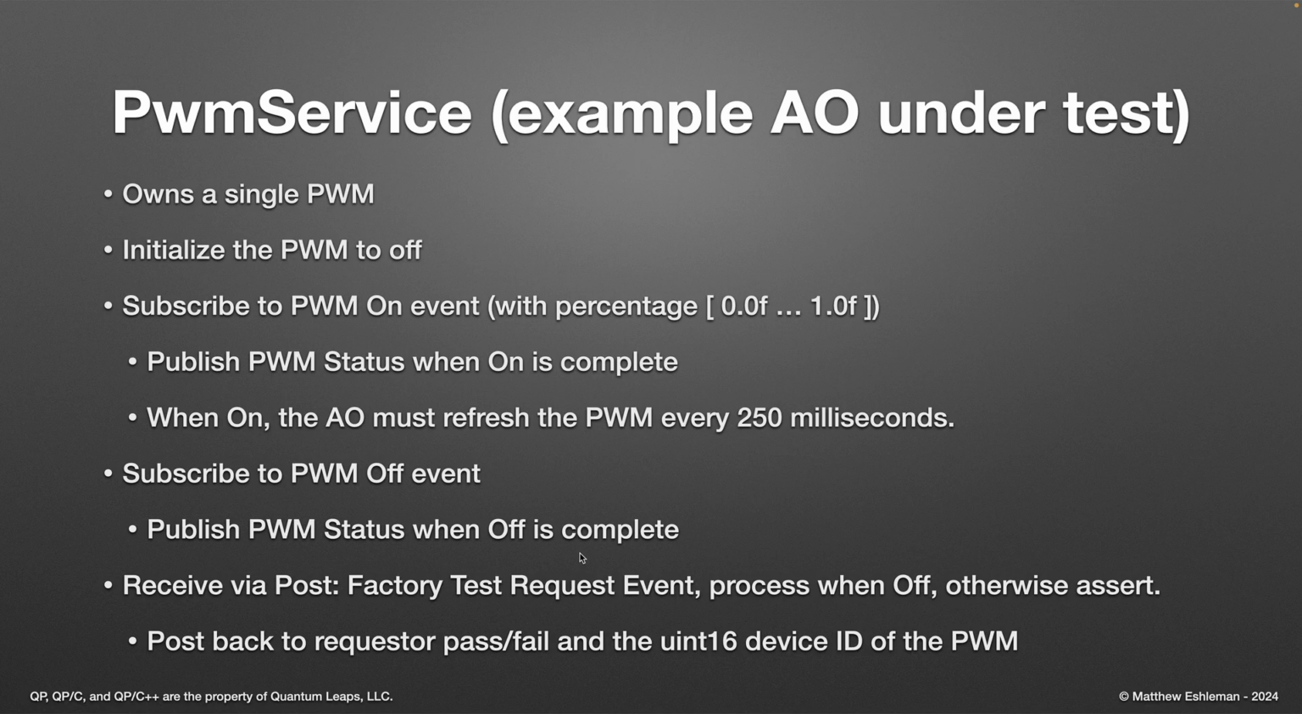And we also have a factory test which can be posted directly to us, directly to the active object. It is only valid when the active object is off. Otherwise, we're going to assert. And there will be a requester with a pass-fail indicator and a uint16 device ID of the PWM. So that'll be the output of that factory test.